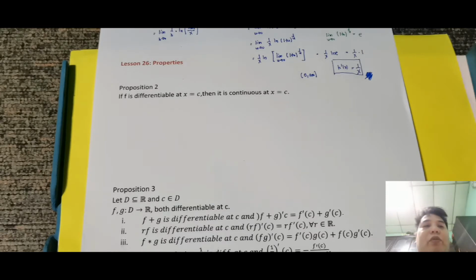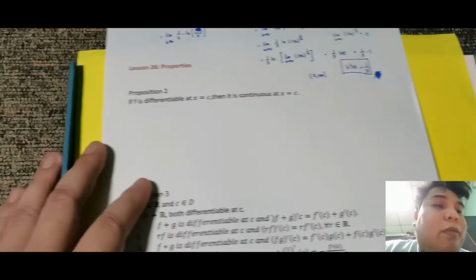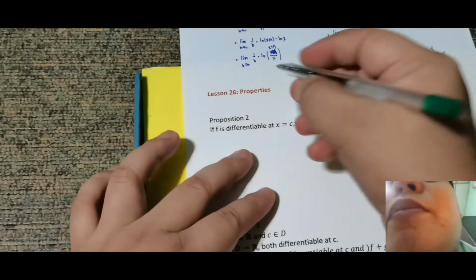So, proposition number 2. Proposition number 1 is all about Caratheodory's lemma. Naalala nyo yun. So, proposition 2: if f is differentiable at x equals c, then it is continuous at x equals c. Okay, so paano yung proof nyan? Napakasimple lang ng proof.